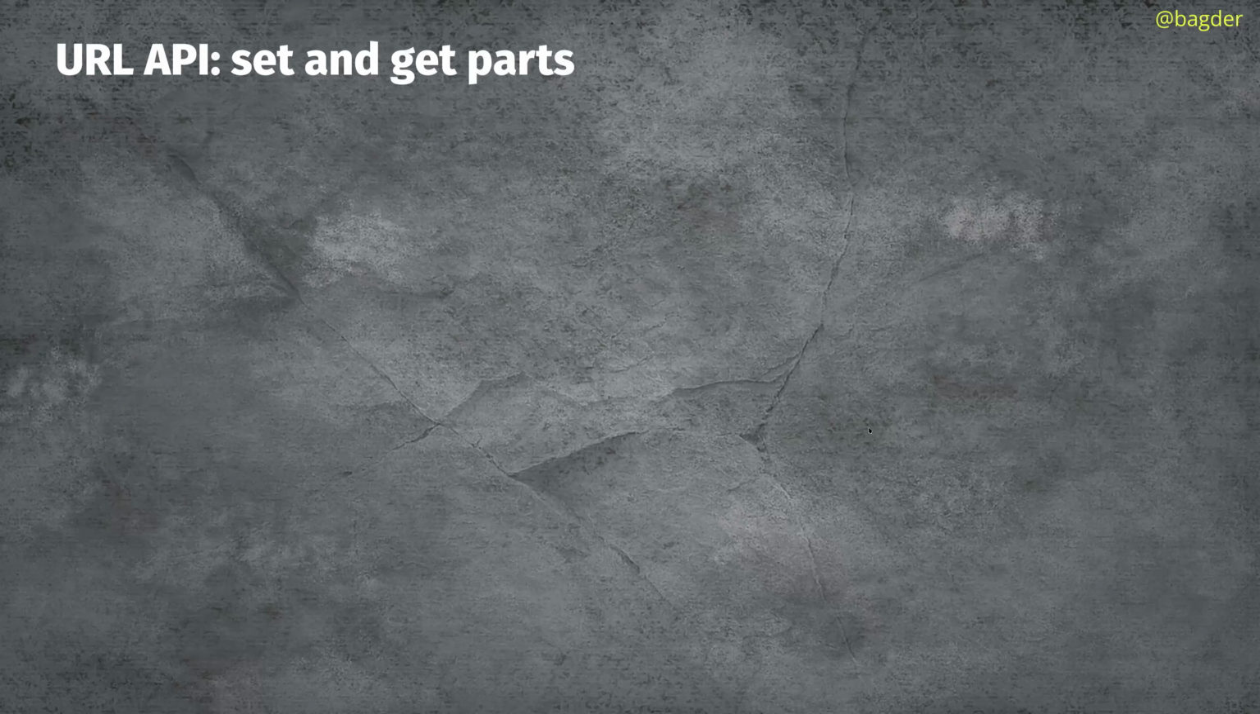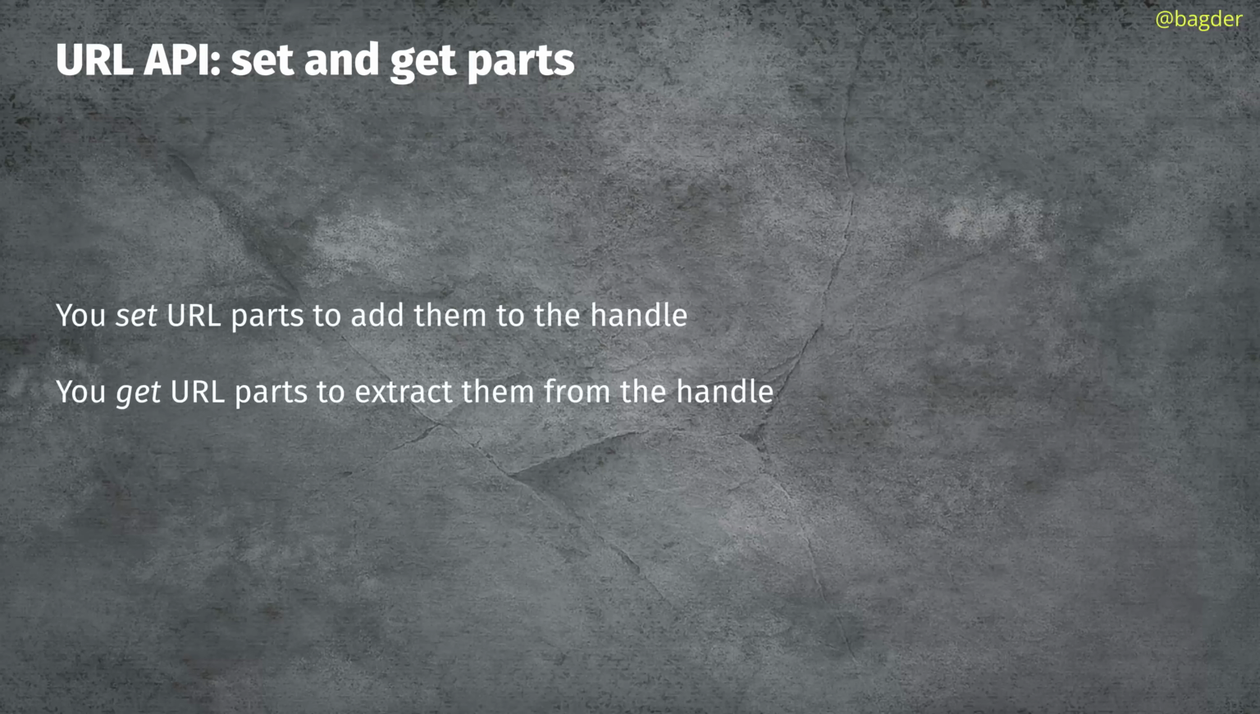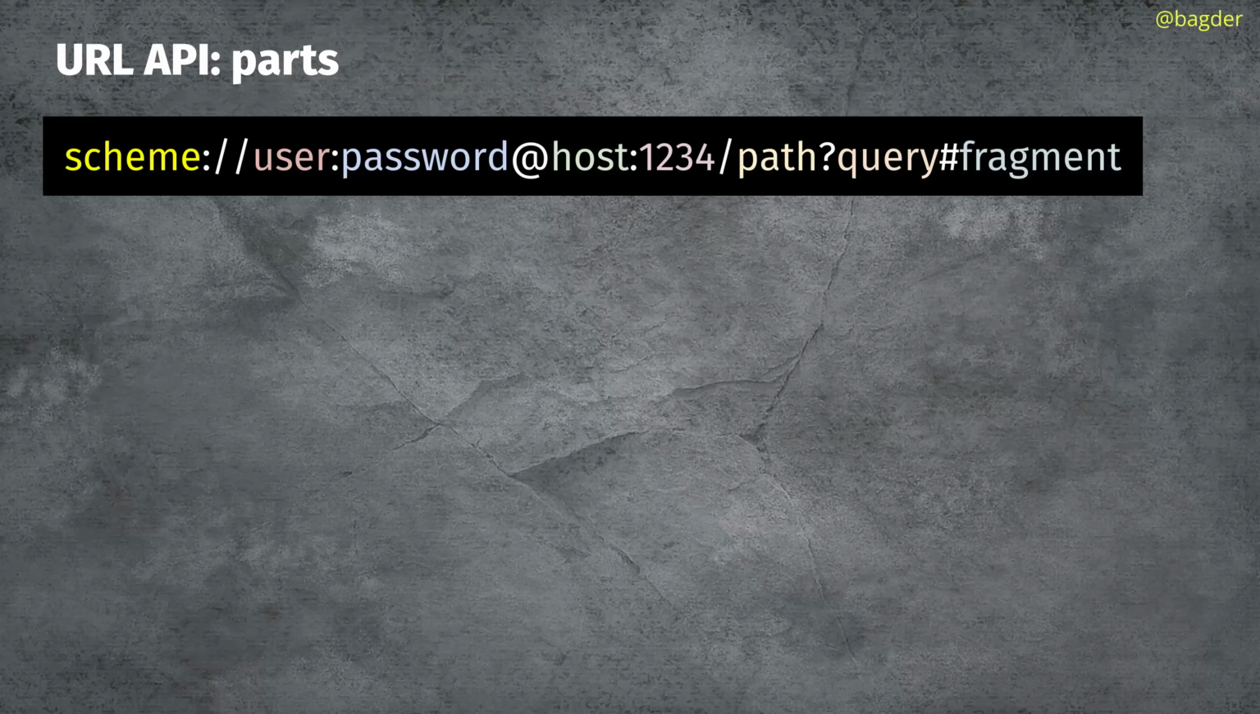Then, for example, you set things in the handle and you get stuff out of the handle. You can set URL parts to add them to the handle, and then you can get them to extract them. Here's a sample URL: scheme, user, password, host, port number, path, query, and fragment. There can be some extra components too, but pretty much all of these components can be separately managed by curl and the curl URL API. You can set them and extract them, or you can set the entire URL at once.